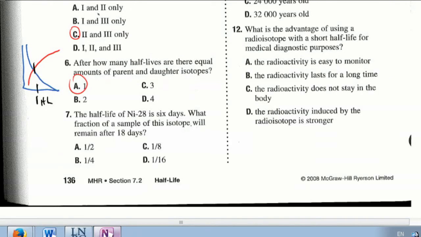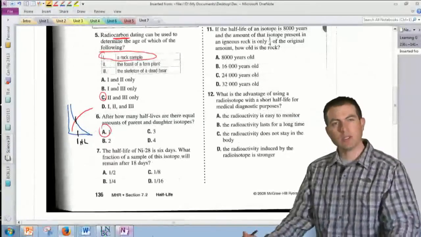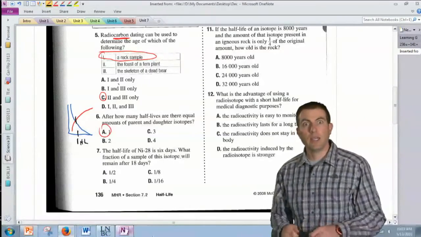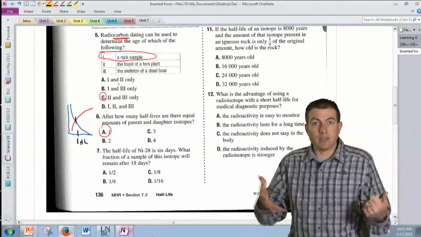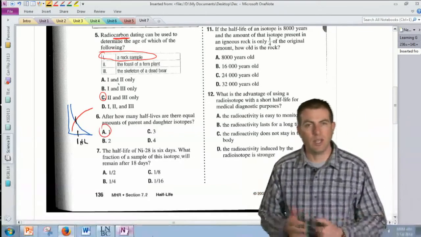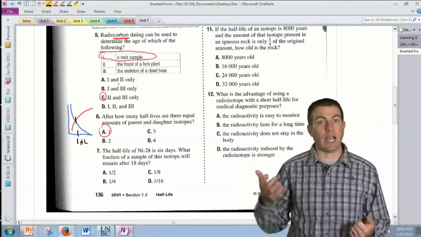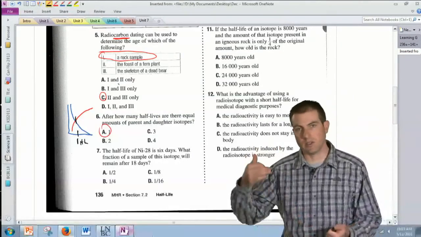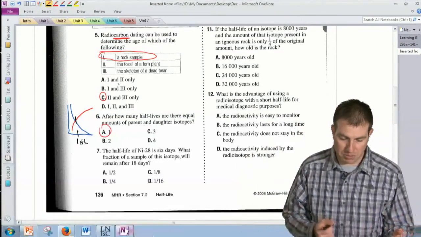The half-life is 6 days. What fraction of the sample isotope will remain after 18? One thing with questions like this that sometimes students get caught up with is that there's no amount. You're like, oh my goodness, I don't know how much I'm starting with. How am I going to do this question? Well, it doesn't really matter. It's either half of what's there, a quarter of what's there, an eighth of what's there, a 25th. It doesn't really matter what it is.